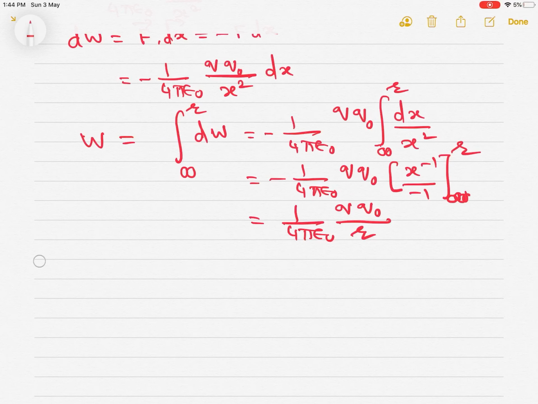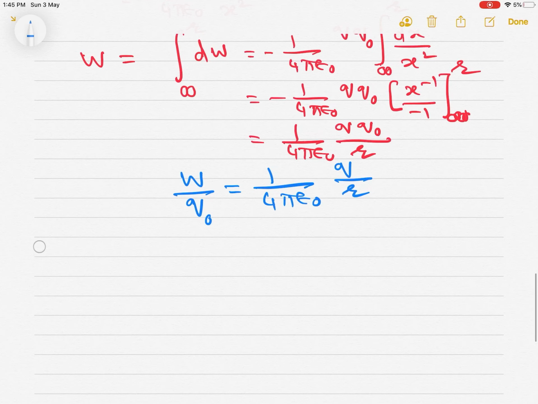So, it is the work done to bring Q naught charge. So, to bring unit charge, divided by the Q naught, it will be equal to 1 upon 4 pi epsilon naught Q by r. You are familiar with epsilon naught. Epsilon naught is the permittivity of the free space, and work done to bring unit charge is known as electric potential. So, V is equal to W by Q naught, as we have derived earlier. So, electric potential is equal to 1 upon 4 pi epsilon naught Q by r.